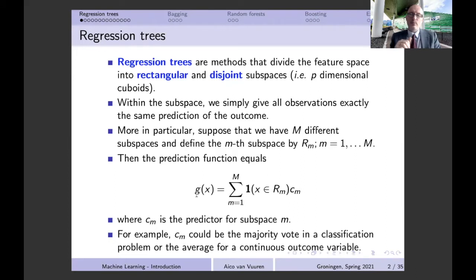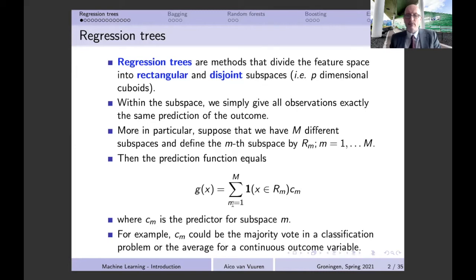g(x), of course, is going to be equal to c3 in the case that x is an element of R3, etc. Well, then you should realize that writing it down like this is, of course, very straightforward, but it's a little bit long. So therefore, we typically are going to write this a little bit differently.